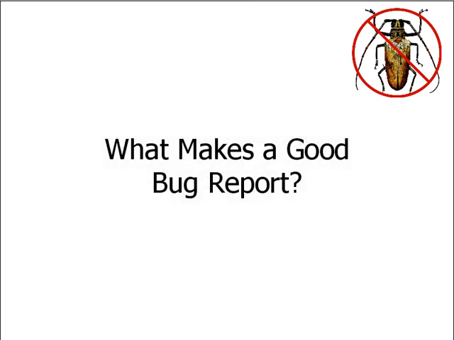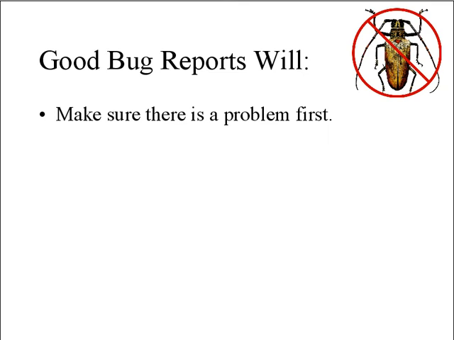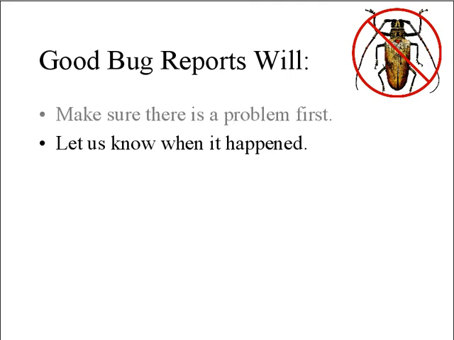So, what makes a good report? Now that we've seen some examples of some bad ones, let's look at the type of information that goes into a good bug report. The first is to make sure that there's actually a problem. This might involve testing it on multiple computers or checking someone else to see if you can access the page and it's maybe just your computer or just your browser.